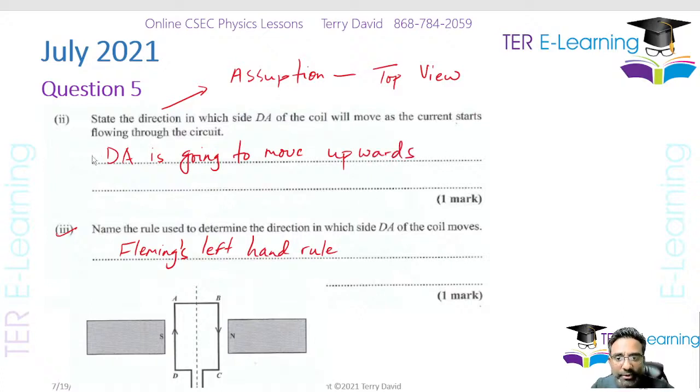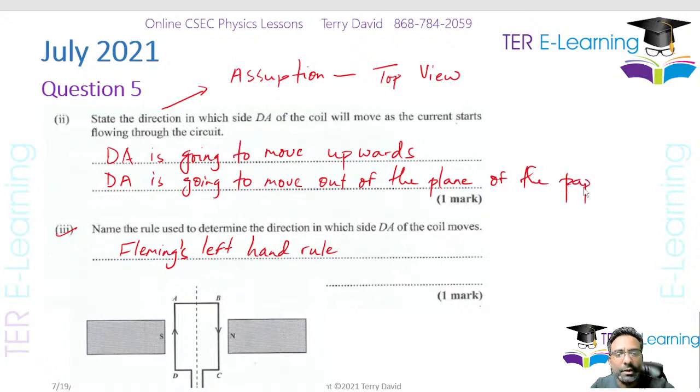That's my assumption. But you can also say that dA is going to move out of the plane of the paper, the exam paper we're talking about here, based on the left-hand rule that I just used. So we're using the left-hand rule. Yeah, so some of you said upwards. That's the thing.